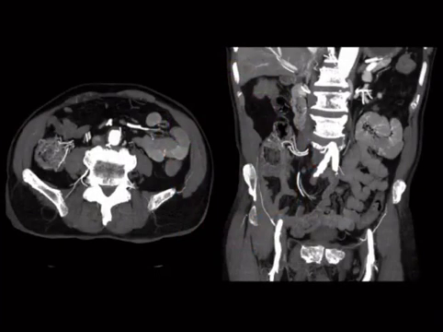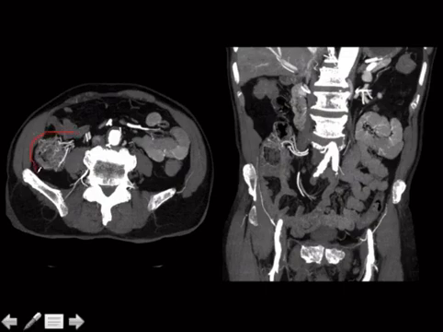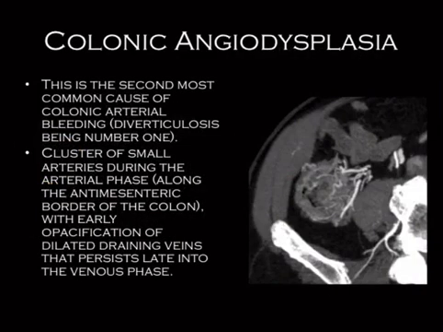So this is a MIP image, axial and coronal. And what you may have noticed is that there is this blob of vessels here, seen here also, involving the colon. It'd be really nice also if they gave you history of rectal bleeding or colonic bleeding. So the most common cause of bleeding from the colon is diverticulosis. This, depending on what you read, is sometimes referred to as the second most common cause.